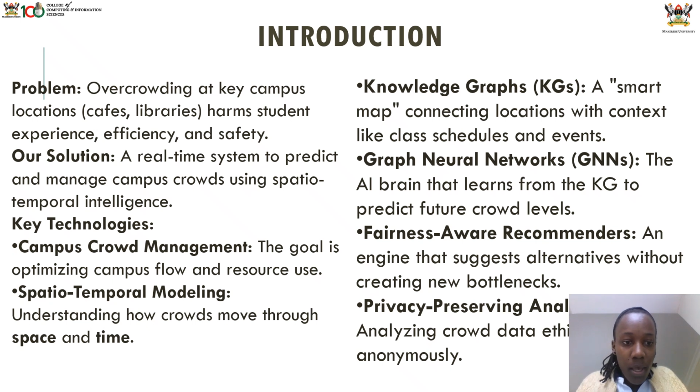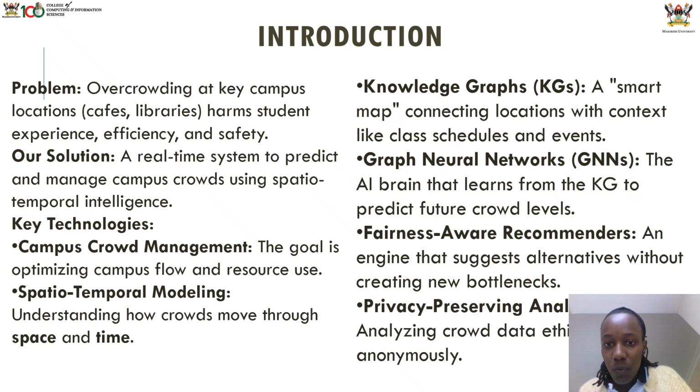And our key technologies are campus crowd management, where the goal is to optimize campus flow and resource usage. Then also spatial temporal modeling, understanding how crowds move through space and time. Space is basically location, and time is basically the time series, let's say lunchtime, breakfast, morning, things like that. Then knowledge graphs, these are like smart maps that connect locations with contexts like class schedules and events. Let's say at exam time, how does the crowd change during such times.